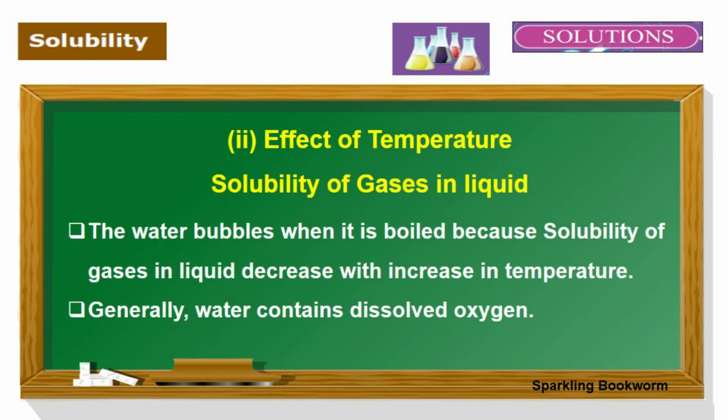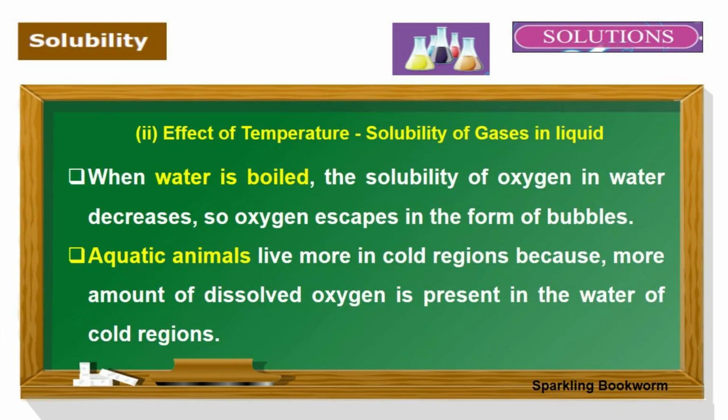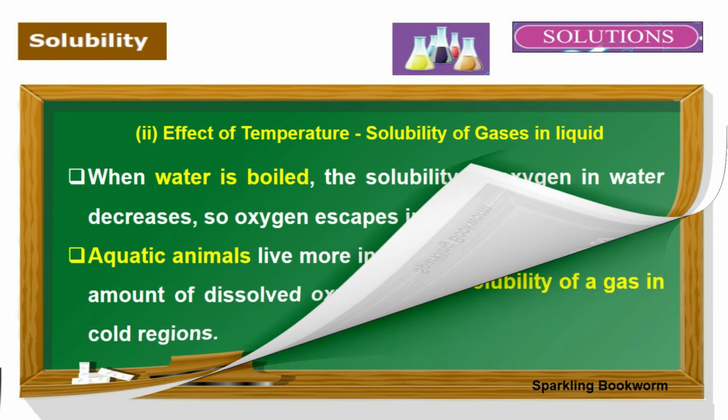Effect of temperature on solubility of gases in liquid. The water bubbles when it is boiled because solubility of gas in liquid decreases with increase in temperature. Generally, water contains dissolved oxygen. When water is boiled, the solubility of oxygen in water decreases, so oxygen escapes in the form of bubbles. Aquatic animals live more in colder regions because more dissolved oxygen is present in water of cold regions.